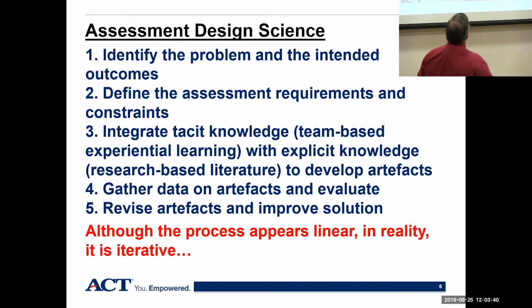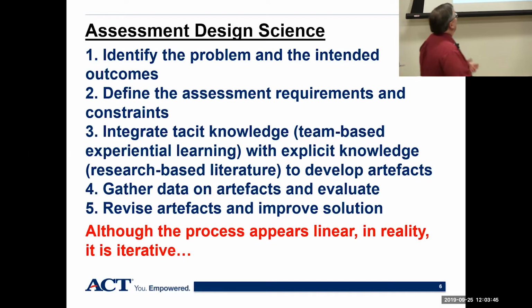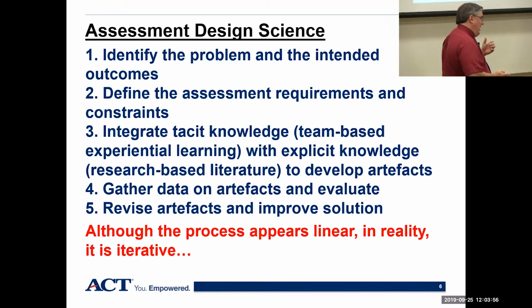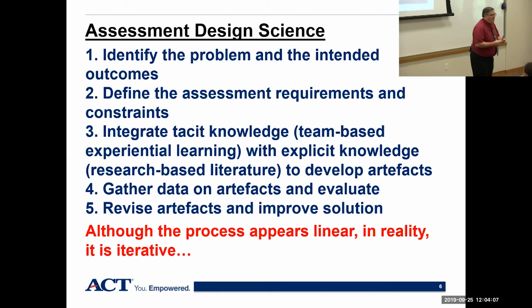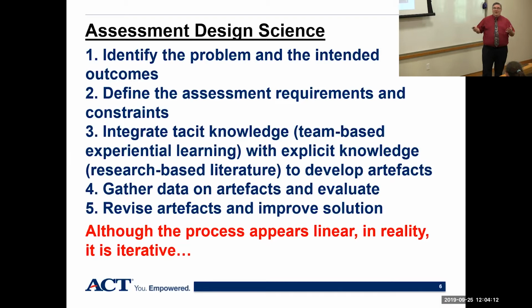With assessment design science, we wanted to look at five pieces of the puzzle. You need to identify the problem and the intended outcomes that you want to look at. And you define the assessment requirements and constraints. One of the big problems with a lot of other assessment design approaches is they don't look at the constraints. If you were to try to do what NGSS wants you to do to measure students, you would need about 25 hours per student to actually measure all of those outcomes. So in the real world, we have to deal with constraints. That's part of the piece.